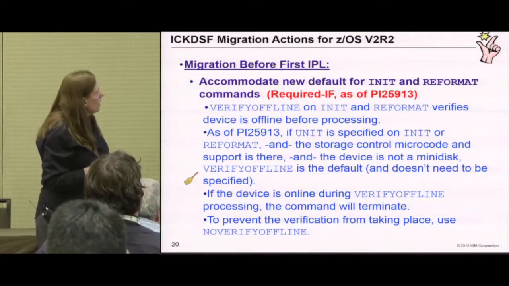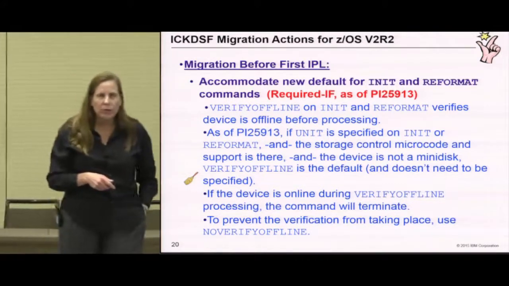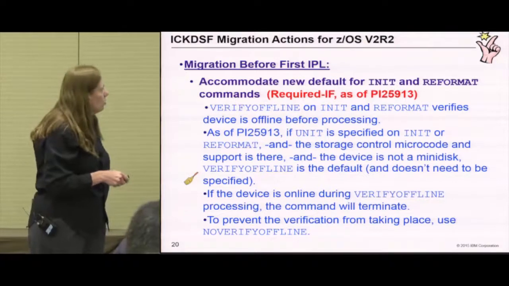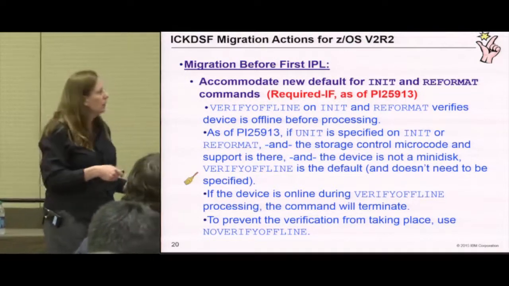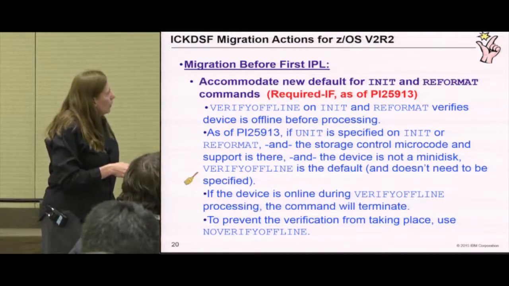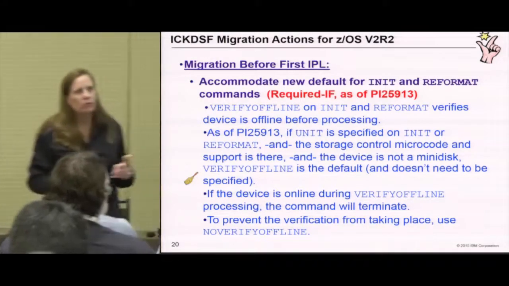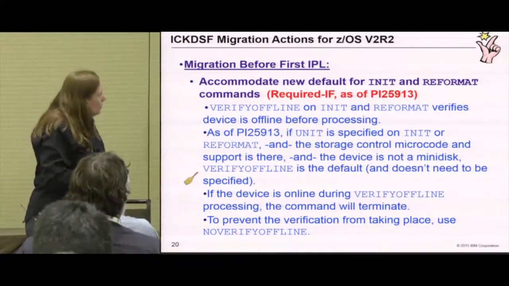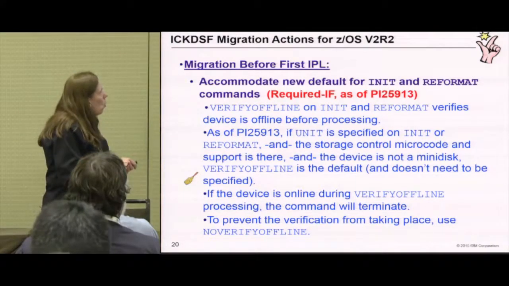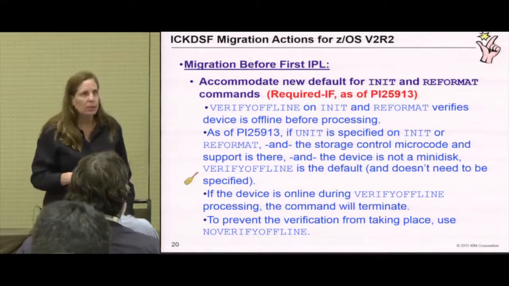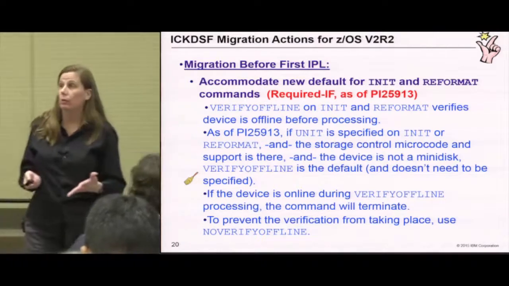So what we see here is that today we have on init and reformat commands, there's a verify offline parameter, and that verify offline will just say verify that this is offline before I initialize it or before I reformat it. Okay? So with this APAR that you see here, if I have specified a unit on that init or reformat command, and the storage control microcode is a specific level that you can find in the proceedings that I put, and the device is not a minidisk, then it will be as if verify offline is always there, even though you didn't code it.